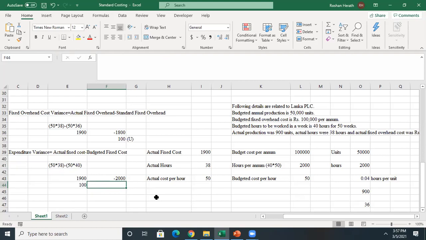Yes, it's a favorable one. Why is that? How is it favorable? Expenditure.